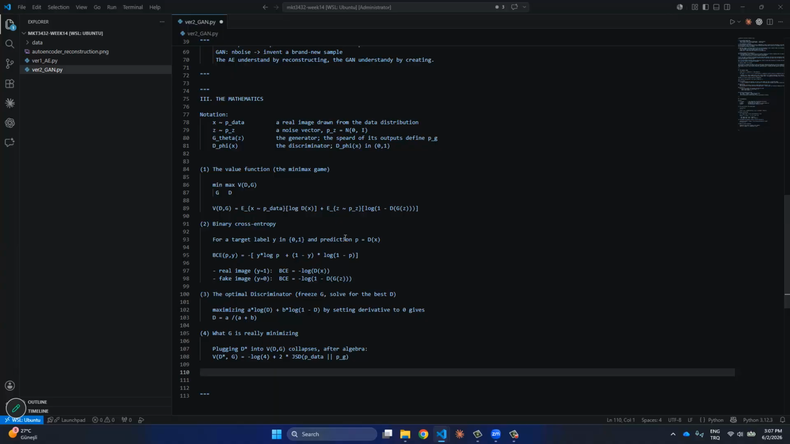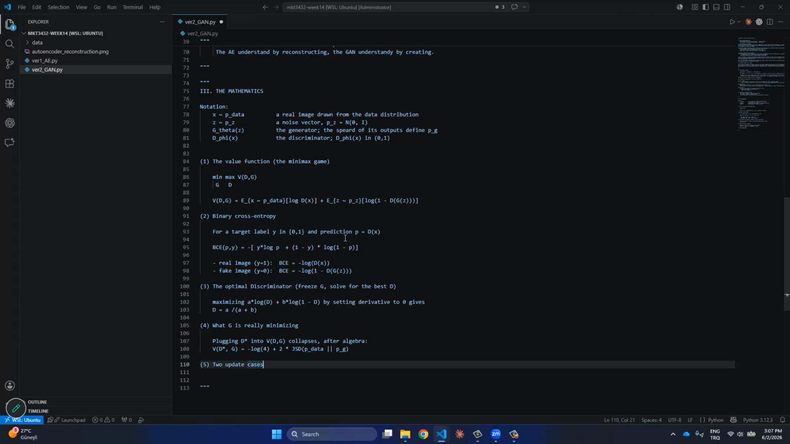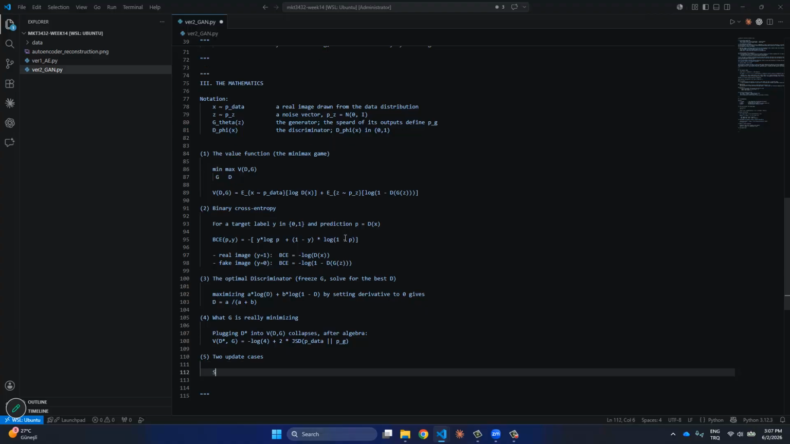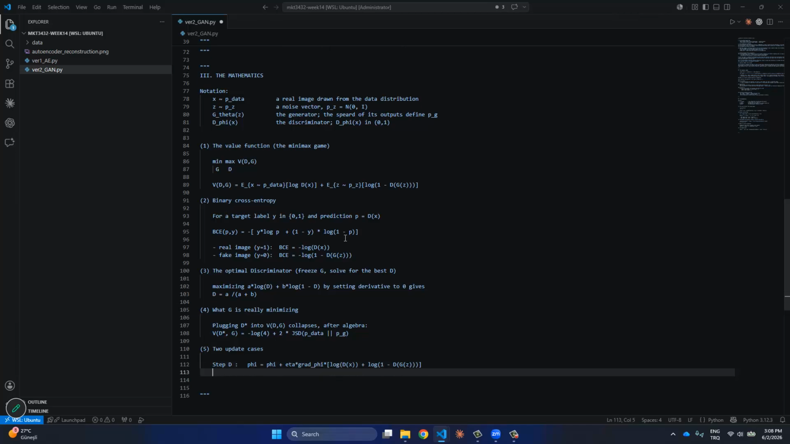So how can we train these networks to update them? How can we do that? The step for D can be given as phi is equal to phi plus eta times grad phi of log D(x) plus log(1 minus D(G(z))).